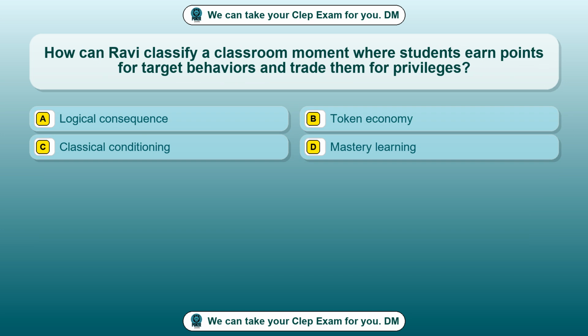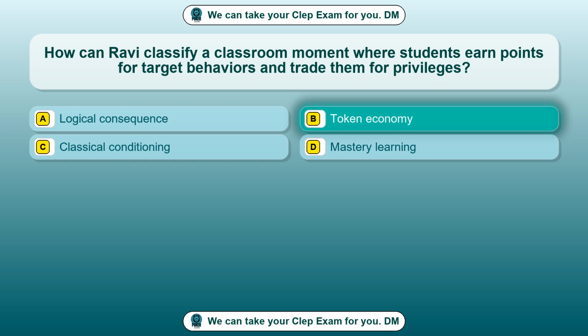Question 72. How can Ravi classify a classroom moment where students earn points for target behaviors and trade them for privileges? Option A, logical consequence. Option B, token economy. Option C, classical conditioning. Option D, mastery learning. The correct answer is option B, token economy.